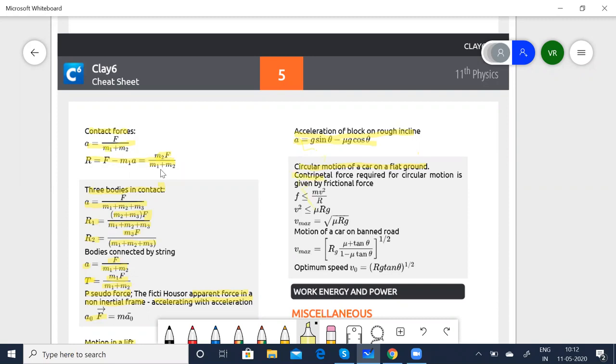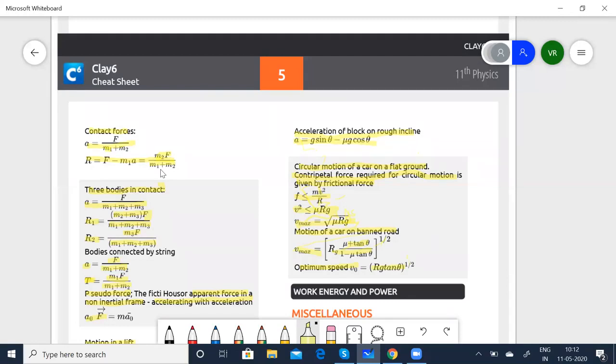Okay. So the centripetal force required for circular motion is given by frictional force, where F is less than or equal to mv squared by r. V squared is less than or equal to mu rg, where mu is nothing but the coefficient of friction, r is the reaction, and g is the acceleration due to gravity. What will be Vmax? Vmax is equal to root of mu times rg. Motion of a car on a banked road is given by Vmax is equal to rg times mu plus tan theta by 1 plus mu tan theta, raised to the power of half. So optimum speed V0 is equal to rg tan theta raised to the power of half.